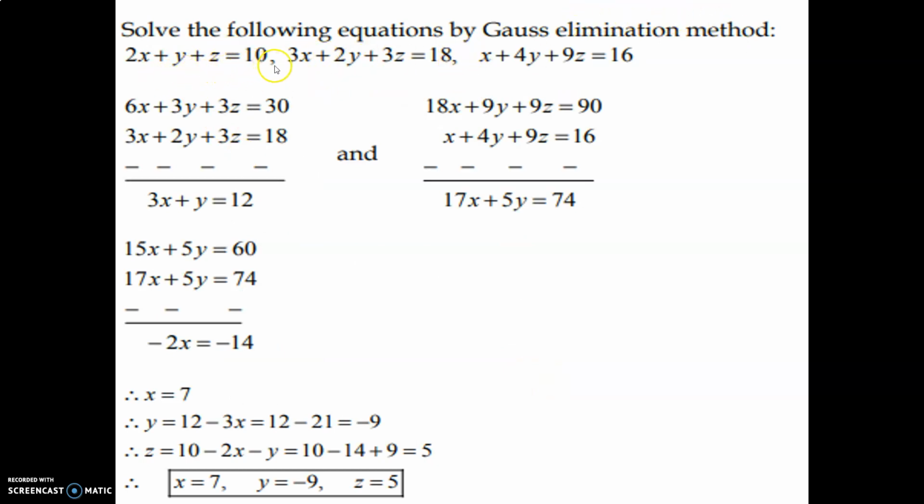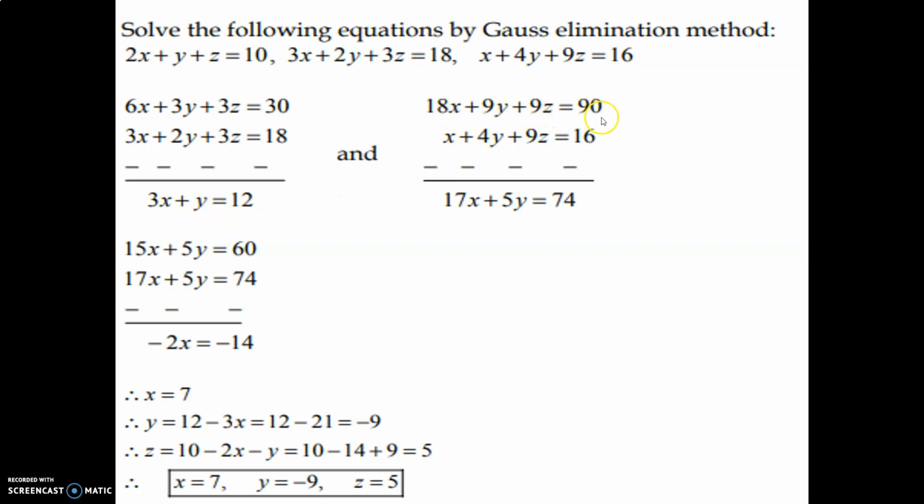2x plus y plus z equal to 10, 3x plus 2y plus 3z equal to 18, x plus 4y plus 9z equal to 16. We consider the first equation. We multiply by 3. First and second we consider, and first and third we consider. We eliminate x here. Let us check: 6x plus 3y plus 3z equal to 30, 3x plus 2y plus 3z equal to 18. So 3x plus y equal to 12.